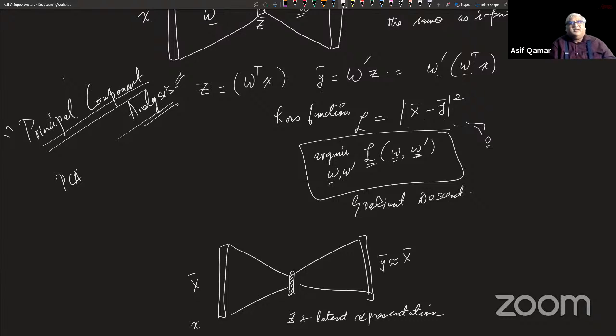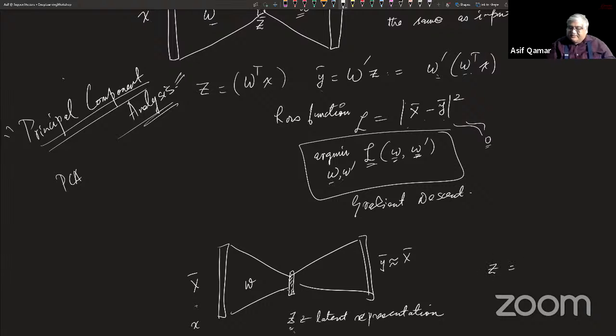Because now what can I do? Suppose I have to ship X. I need not ship X because X will eat up a lot of space. I can instead ship the Z. So long as I remember my weight matrix, I can just ship Z and then apply the inverse of W.